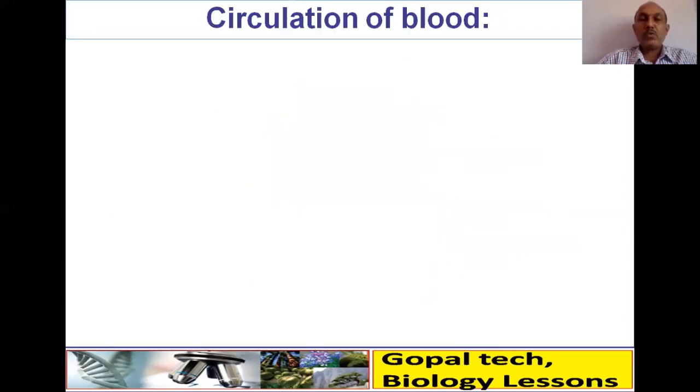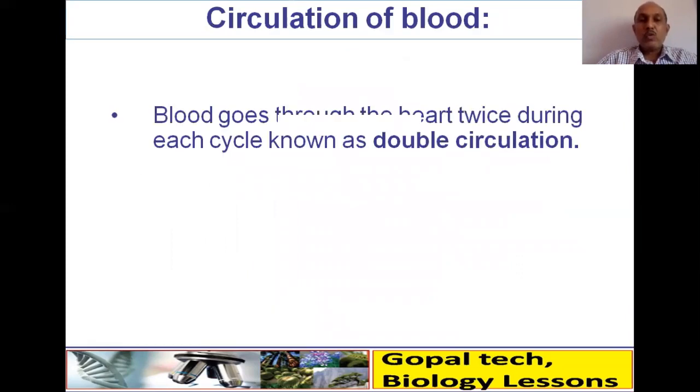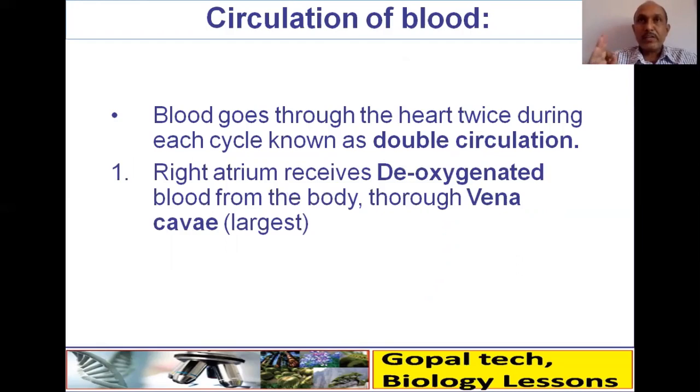Now, how does the blood circulation take place? The blood goes through the heart twice during each cycle, which is known as double circulation. और 1 मिनट में ऐसा 70 to 72 टाइम्स होता है.